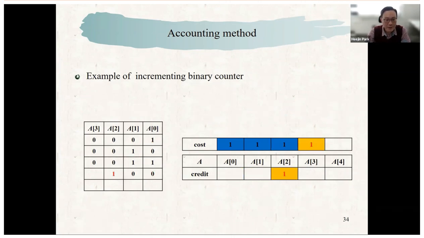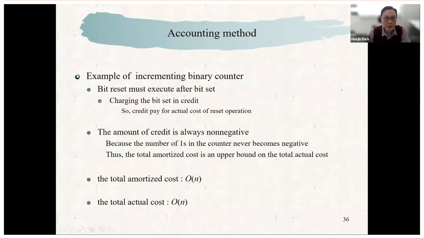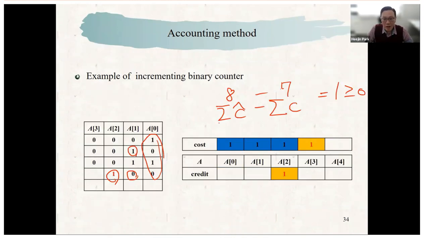And next, let's look at this state. 1 set, 2 sets, 3 sets, and 4 sets. So the amortized cost is 8, and the summation of actual cost, we can calculate it by the aggregate way. 4, 2, 1, 7. So the credit is 1, so it is 0 or more. Similarly, one can show that the summation of amortized cost is bigger than the summation of actual cost.